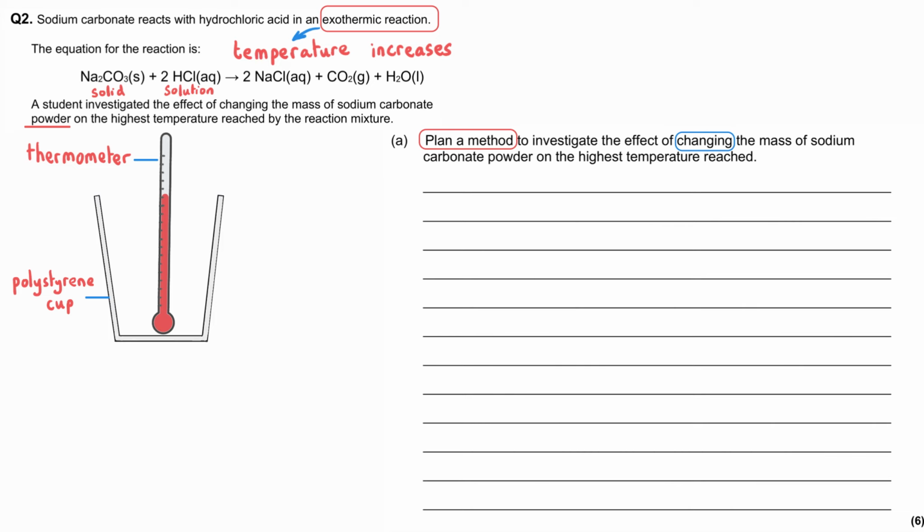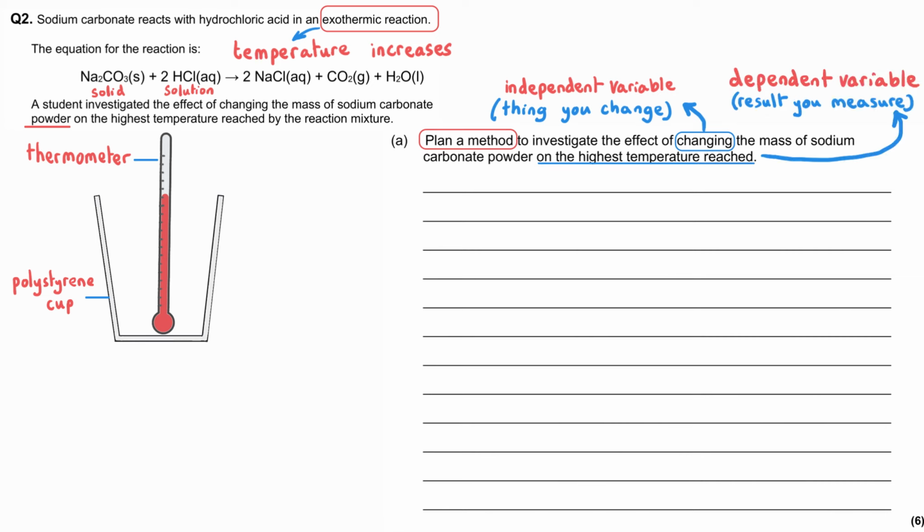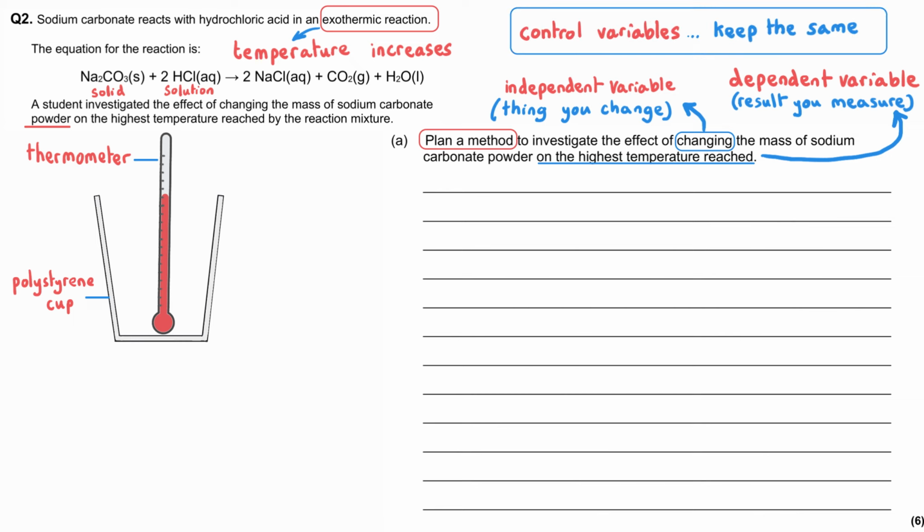We've also been told that we're investigating the effect of changing the mass of sodium carbonate powder. Well, whenever they say that we're changing something, this is the independent variable. And it's the effect on the highest temperature reached. And that will be the dependent variable. And there's obviously a third type of variable, which are control variables. And these are things that we need to keep the same.